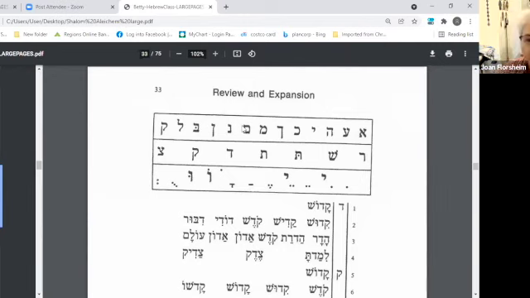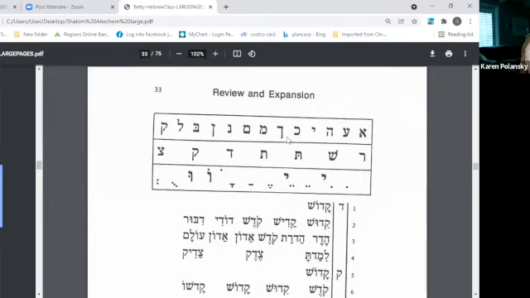Let's look at the letters again to make sure everybody's on the same page. What can you tell me about these two letters? They're silent. And what about this one? Hey. It's silent at the end of a word. Good. So these three letters can all be silent at some time. The others take a vowel. Okay. What about these two letters?